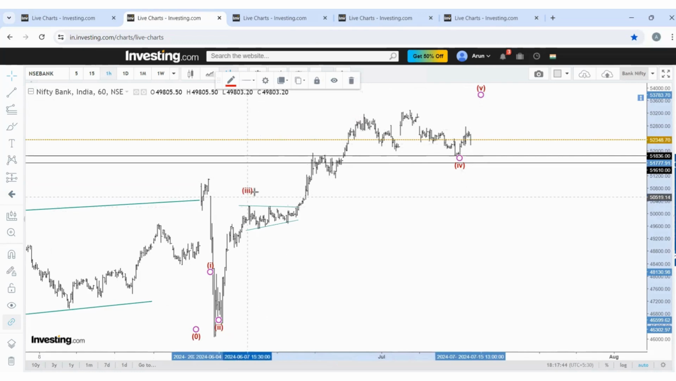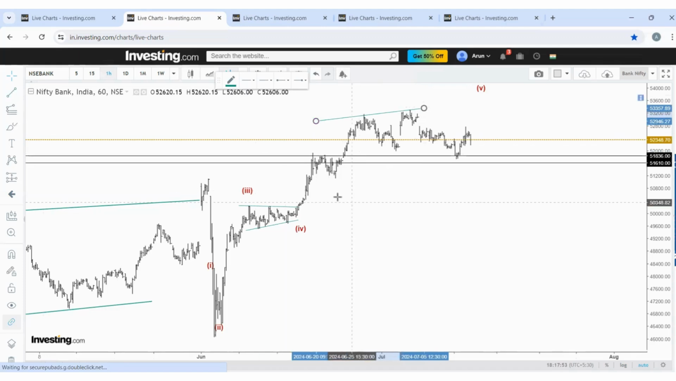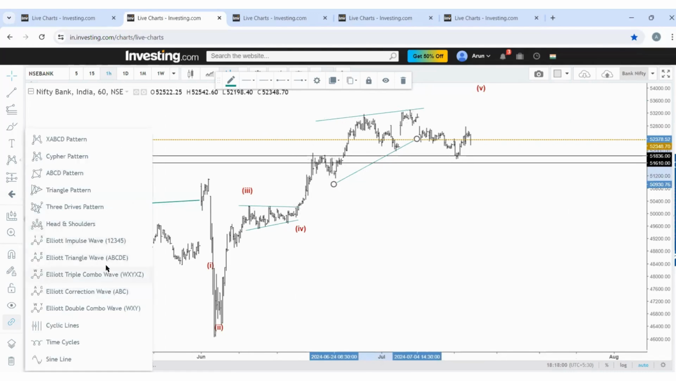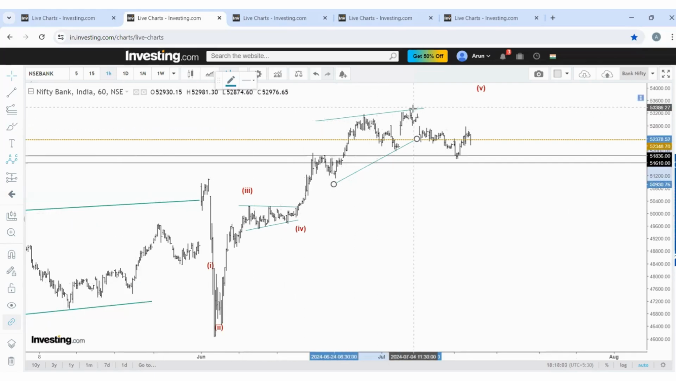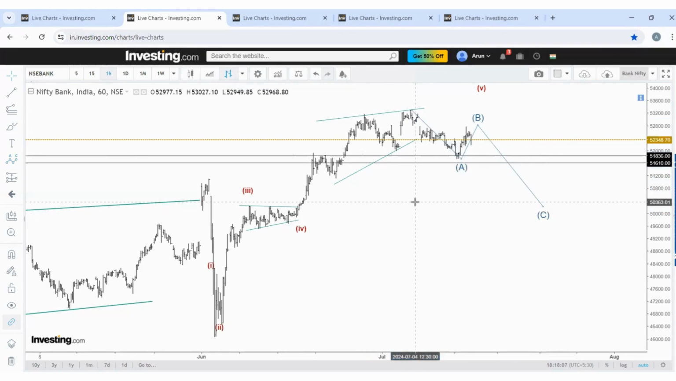Or I go to the previous count like this, and it may have an ending diagonal like this, right? A, B, C, D, E, and we may expect an ABC. This is A, B, and C. All these are based on the assumption that intermarket divergence will, most of the time, create a correction, and Nifty is also near the top. So these are the reasons.